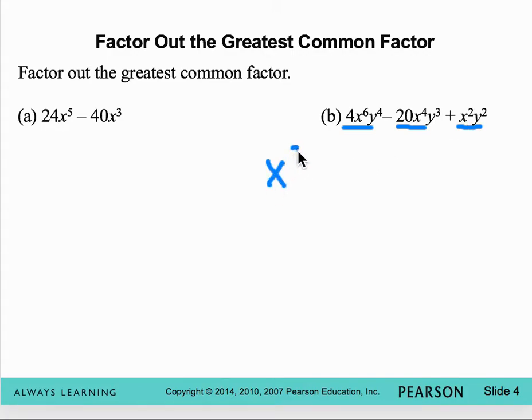The greatest common factor is an x squared, right? These have more, but this one doesn't have any more than x squared. They all have some y's, and once again, the greatest common factor is y squared. Then put a parenthesis and put what's left when you divide this out. So the 4 is going to be left. X to the 4th, y squared.